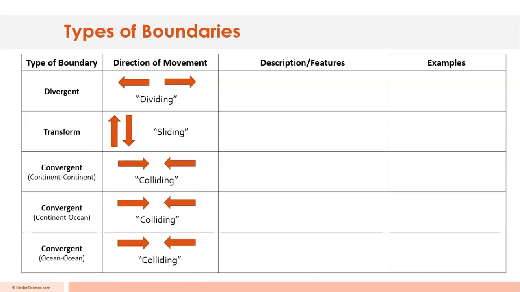For each of the convergent plates, and you'll notice we have three different kinds of convergent boundaries here: a continent to continent, a continent to ocean, and an ocean to ocean. We're going to talk about all three of those different kinds, but for right now, you're going to put the same thing for them. You're going to put two arrows going toward each other, and you're going to write the word colliding. If you need to pause the video, go ahead and do that now.